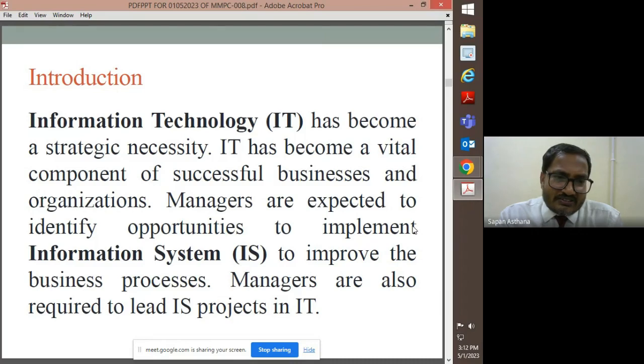Information technology has become a strategic necessity. It has become a vital component of successful businesses and organizations. Managers are expected to identify opportunities to implement information systems, IS, to improve business processes. Managers are also required to lead IS projects in IT. This is very important, the information technology.